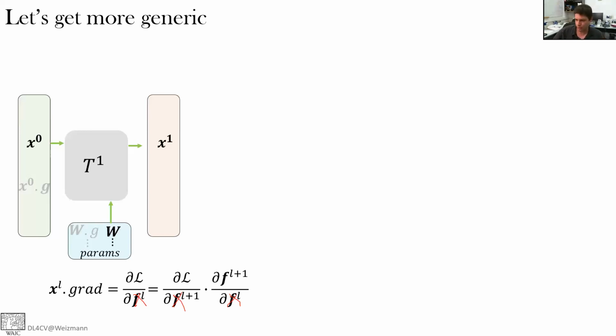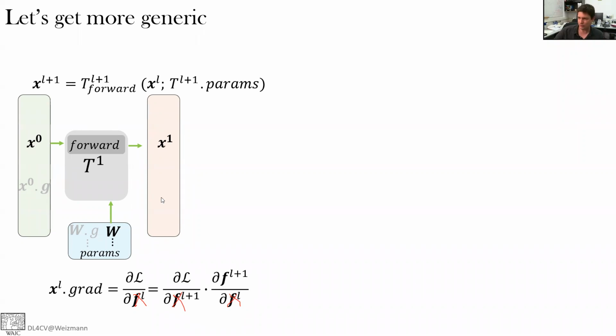Okay, so when we have the gradient, we want the gradient of the loss with respect to this X over here. So we can again split it as we did before, and we say that this can be the gradient with respect to X1 multiplied by the gradient of X1 with respect to X0. We just use the simple chain rule, okay?